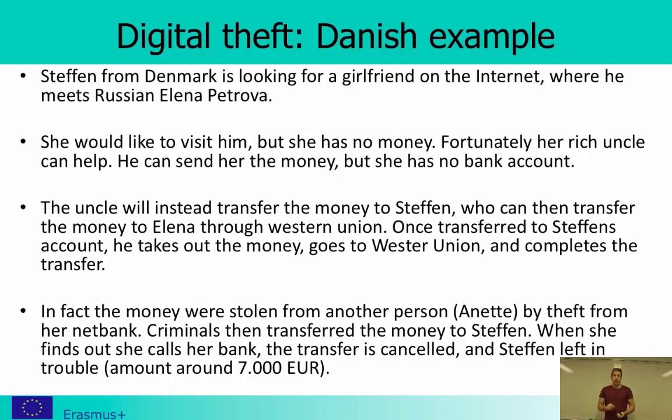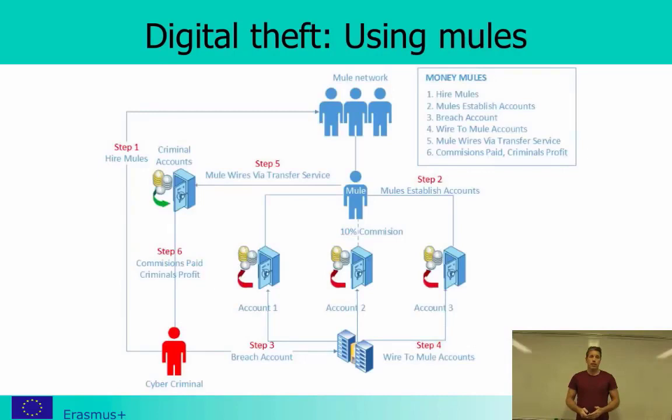Then Stefan has taken out the money, and in this non-traceable transaction transferred it to Elena, or whoever it is that is placed in Russia. And of course Stefan never sees his money again. So that is an example of how mules are used. I will try to go through this figure in a bit more detail.